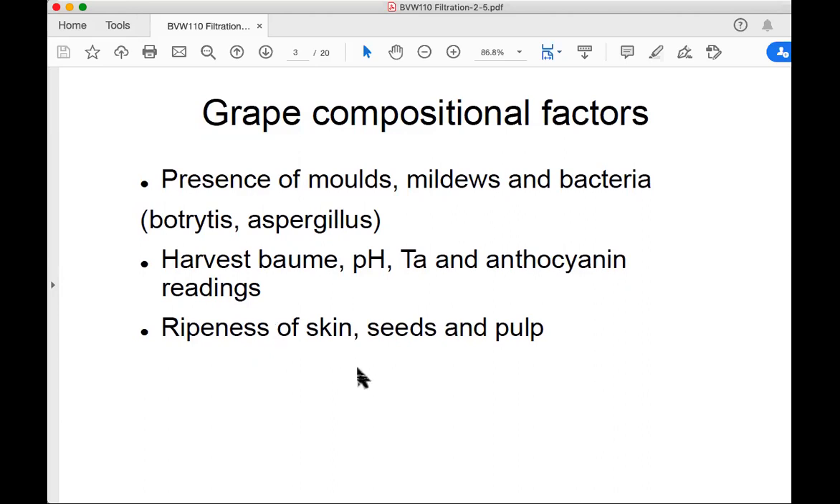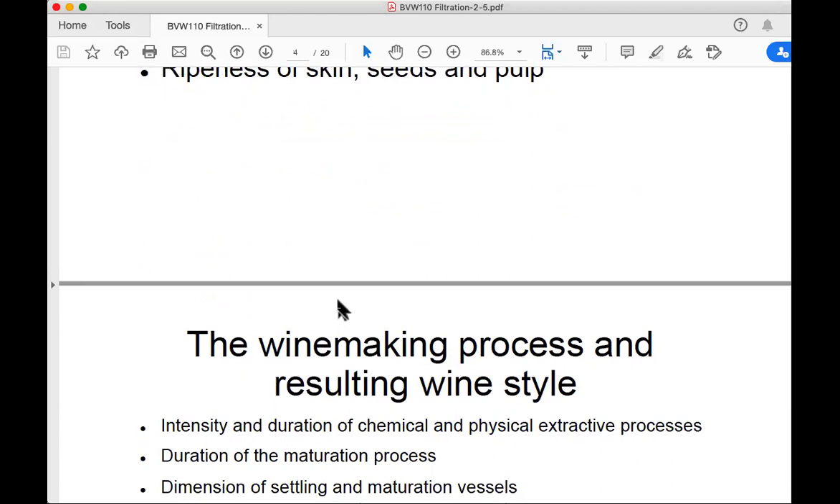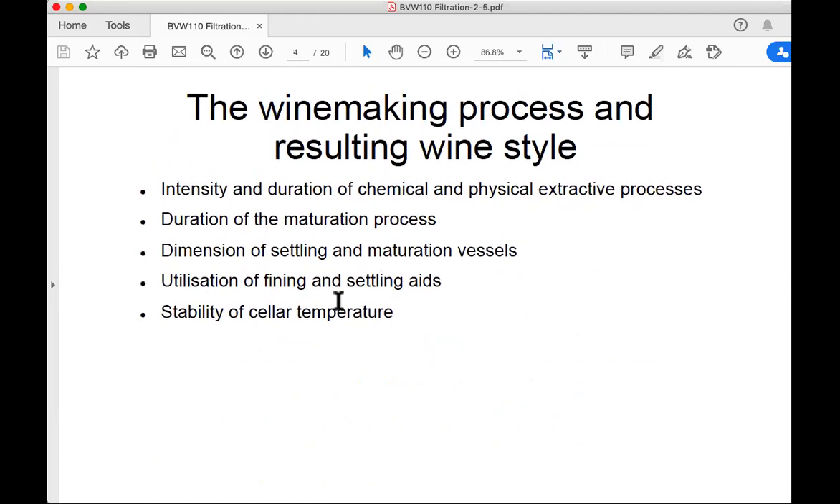The ripeness of skin, seeds and pulp. I talked about that early on, in terms of the cleanliness of the fruit. Okay, some details in terms of the winemaking process itself.